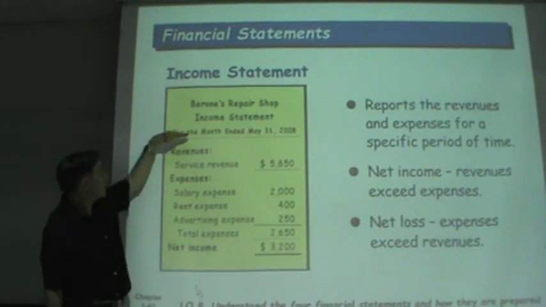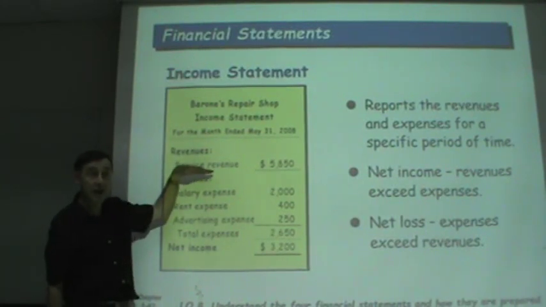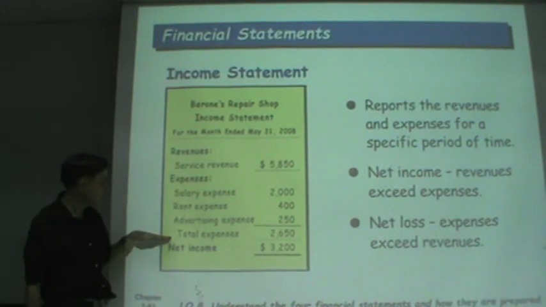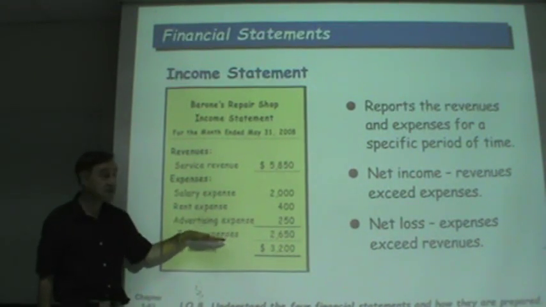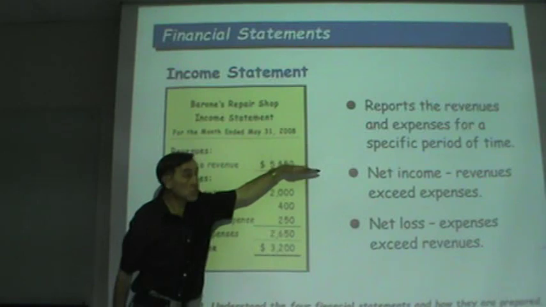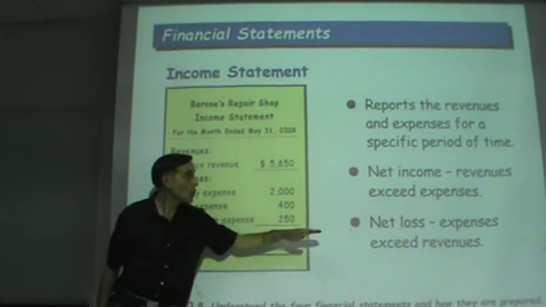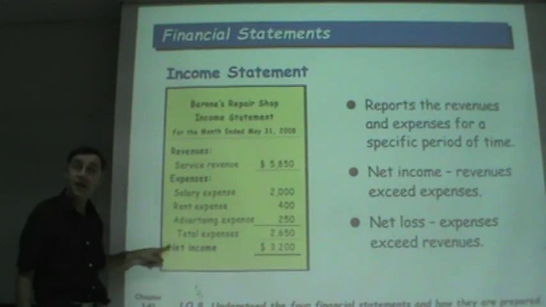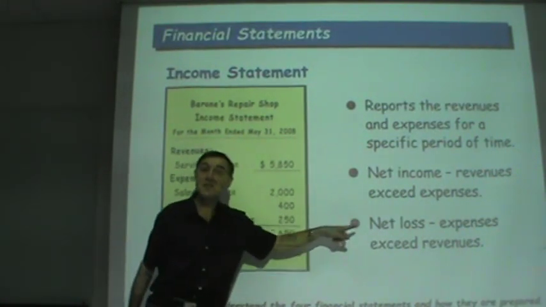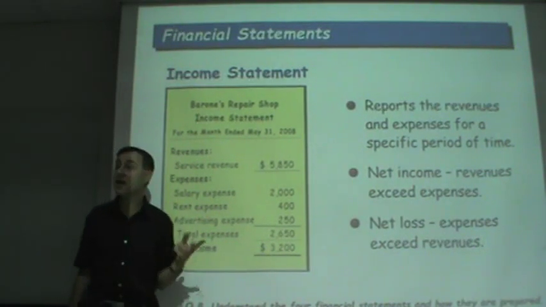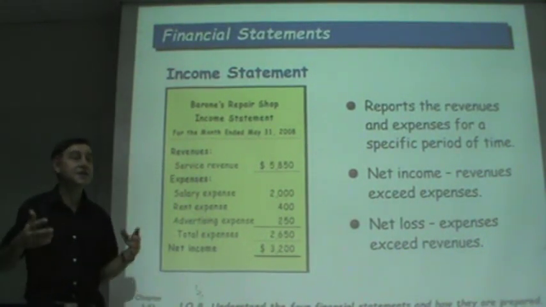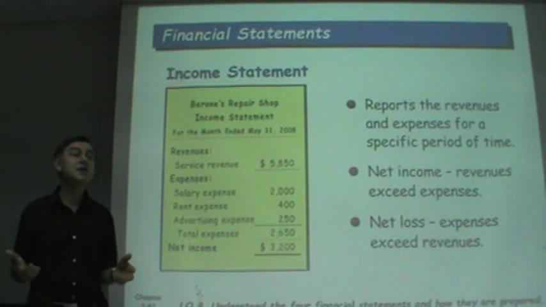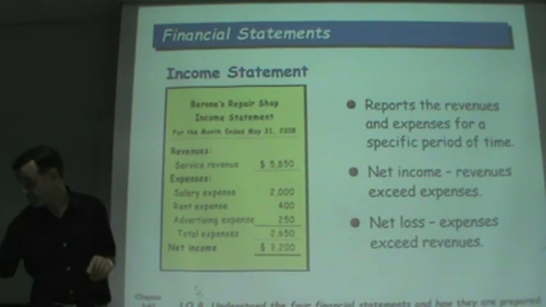So, you will get revenues and you have total revenue. You'll have expenses, you get total expenses, and then you take total revenue minus total expenses, and you get the net income if it's a positive number, or you get a net loss if it's a negative. And that's a simple, easy income statement.